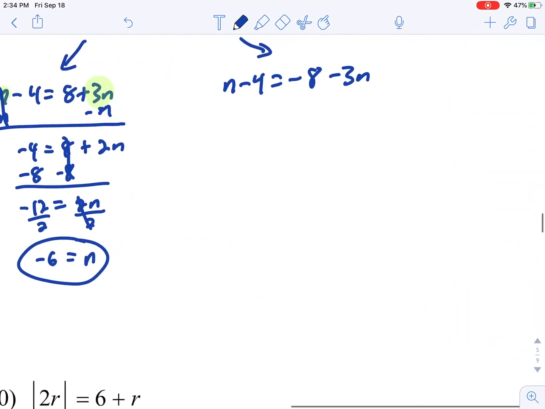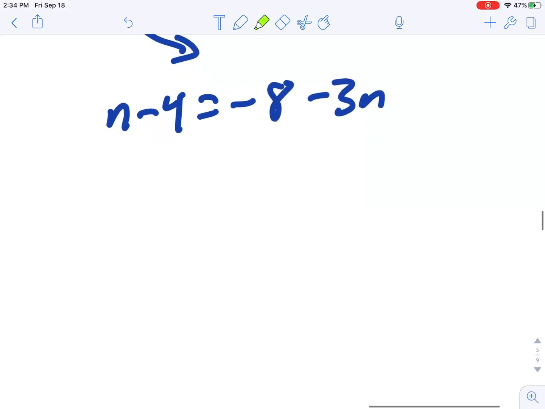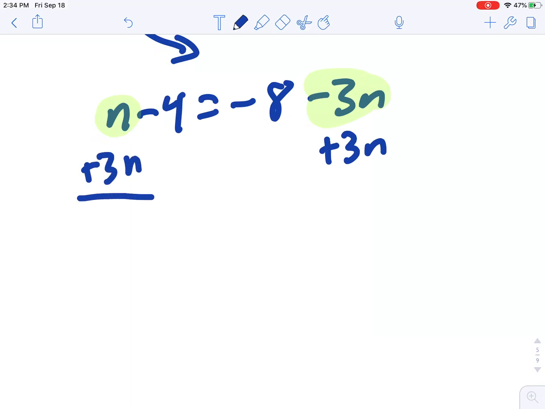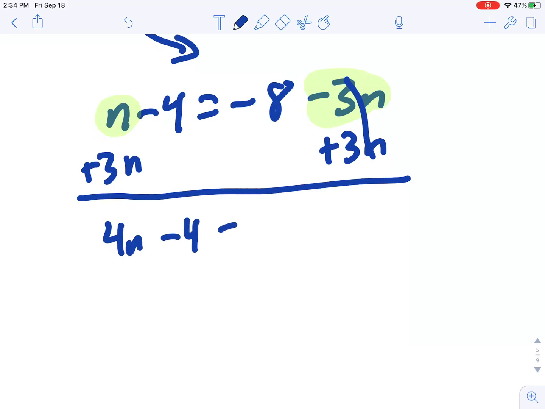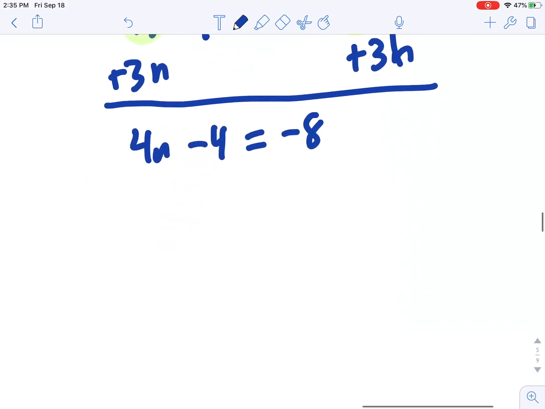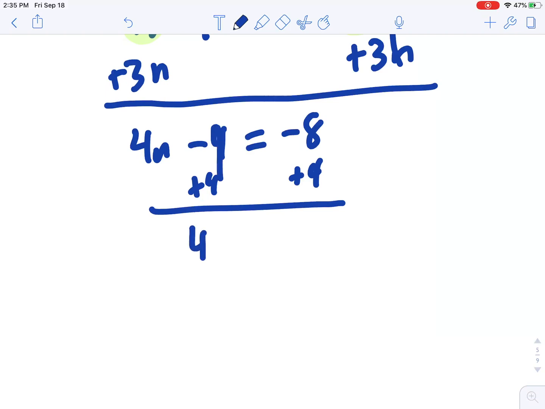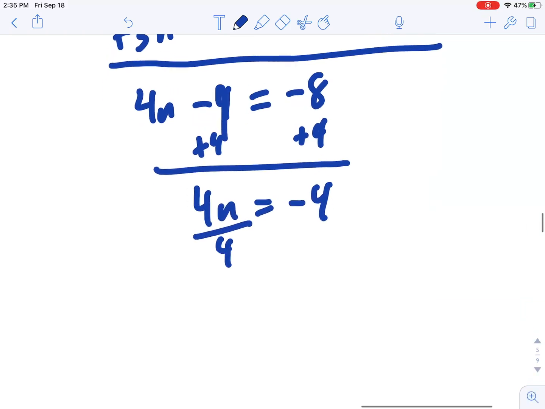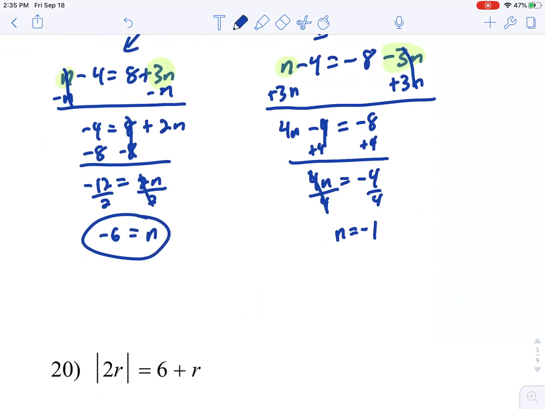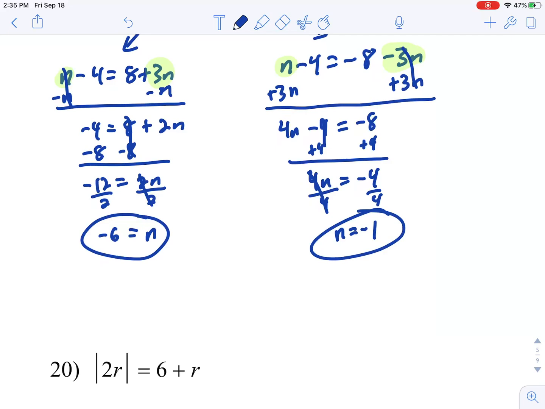And then over here, we have like terms on both sides of the equal sign. I'm going to go ahead and add 3n to both sides. n plus 3n is 4n minus 4 equals negative 8. Add 4 to both sides. 4n equals negative 4. Divide by 4. n equals negative 1. So I have two answers.